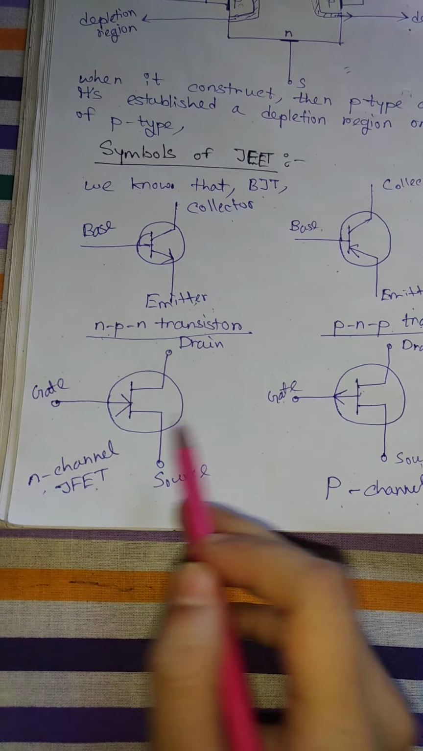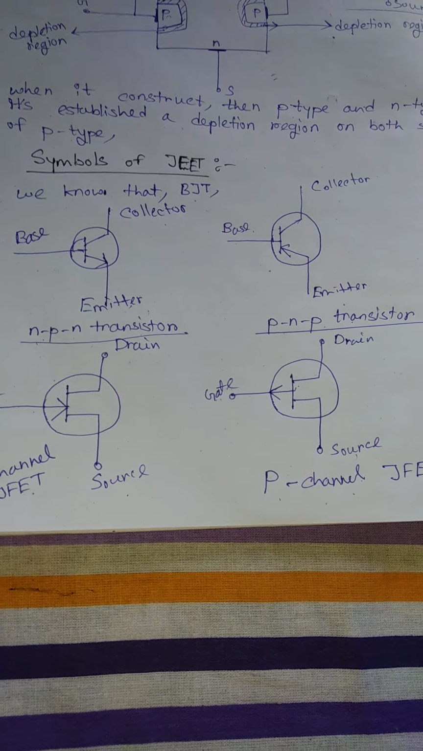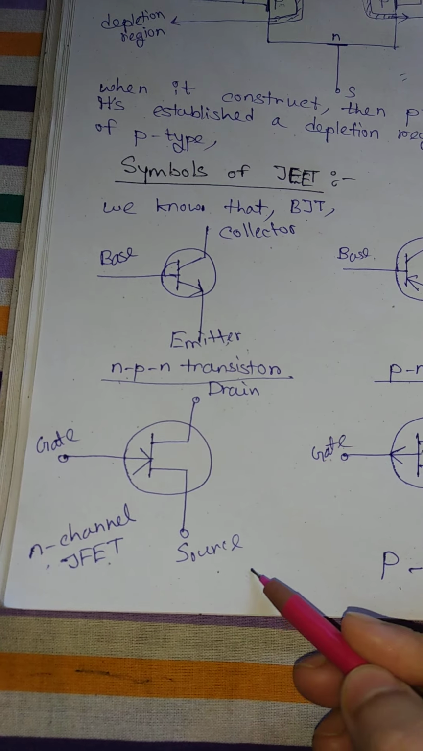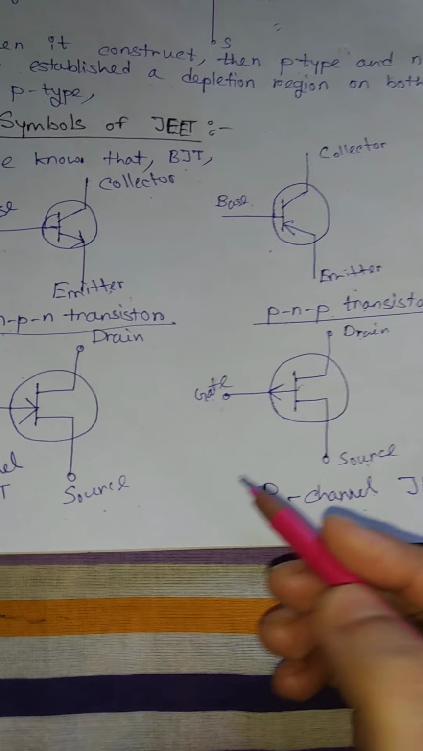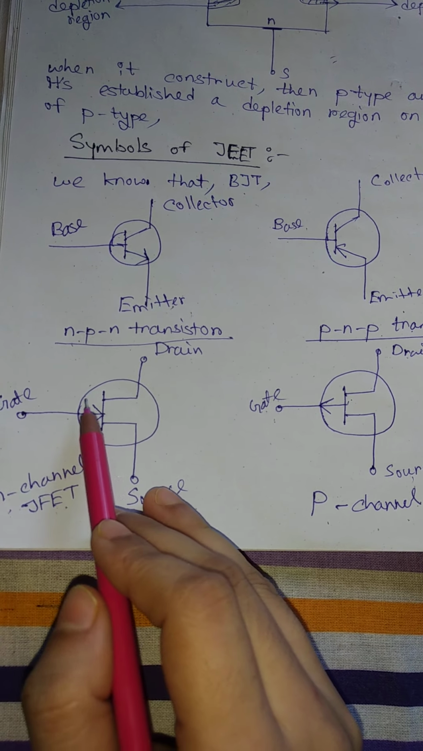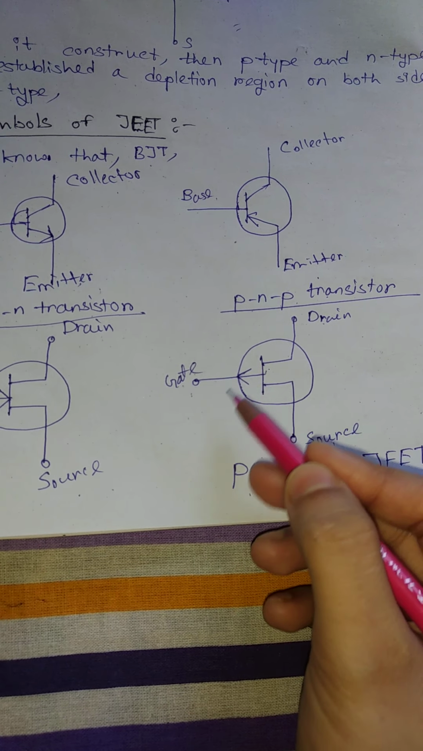So this is the N-channel JFET symbol and this is the P-channel JFET symbol. This is a gate, drain, and source, and similarly this is a gate, drain, and source. In these two symbols, for the N-channel JFET the arrow points inward, and for the P-channel JFET the arrow points outward.